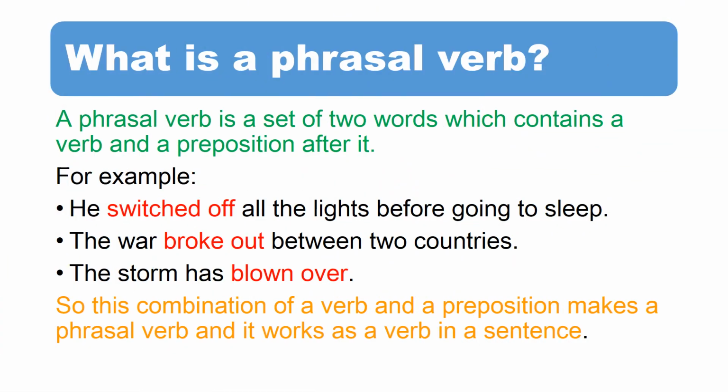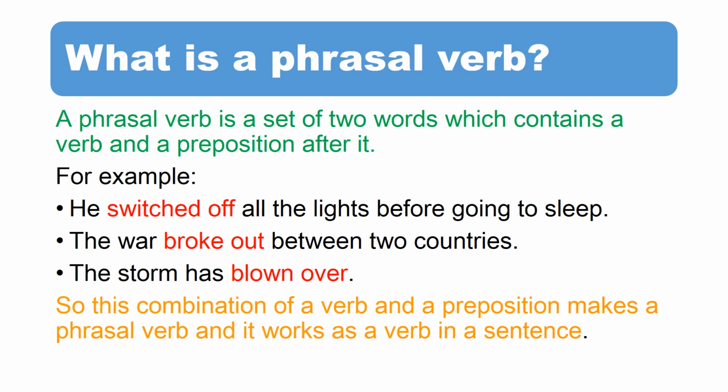What is a phrasal verb? A phrasal verb is a set of two words which contains a verb and a preposition after it. For example, he switched off all the lights before going to sleep. In this sentence, switched is a verb and off is a preposition. When we place these two words together, the meaning is changed.